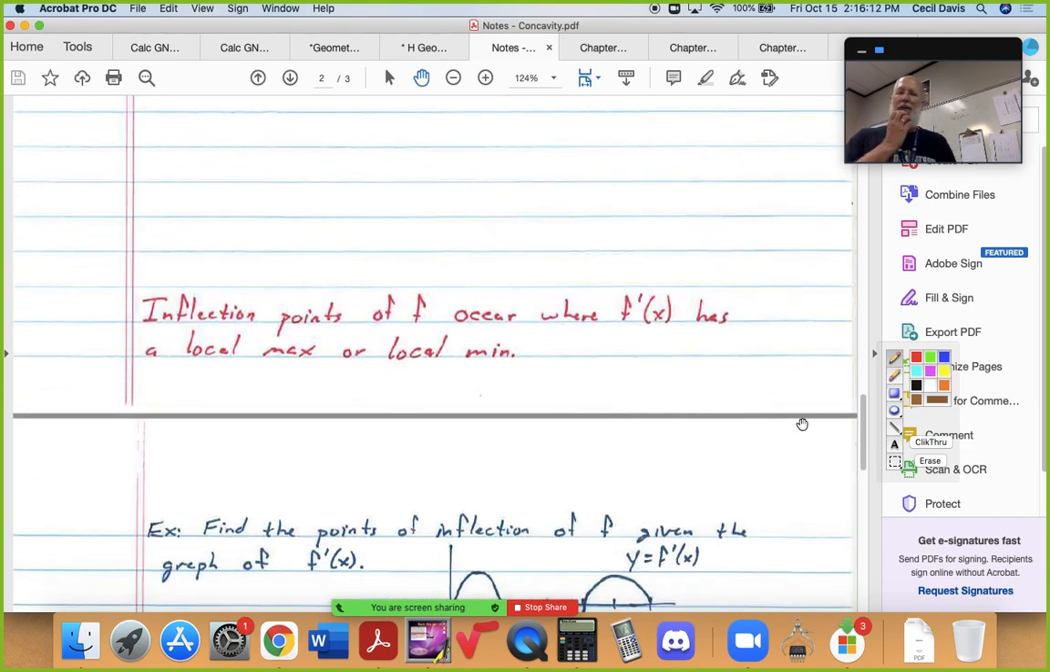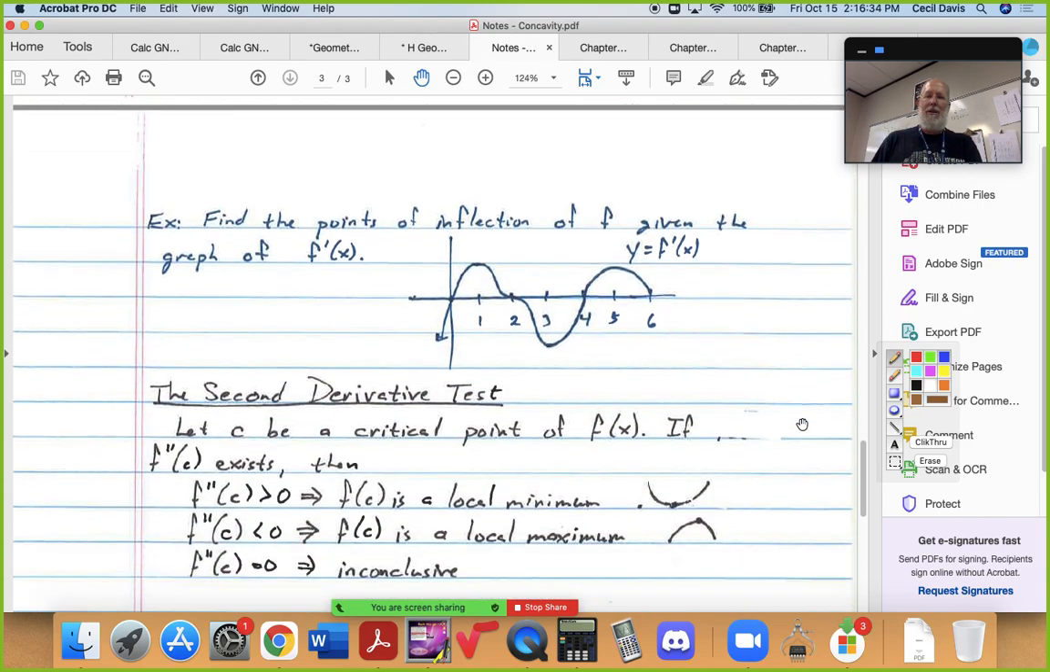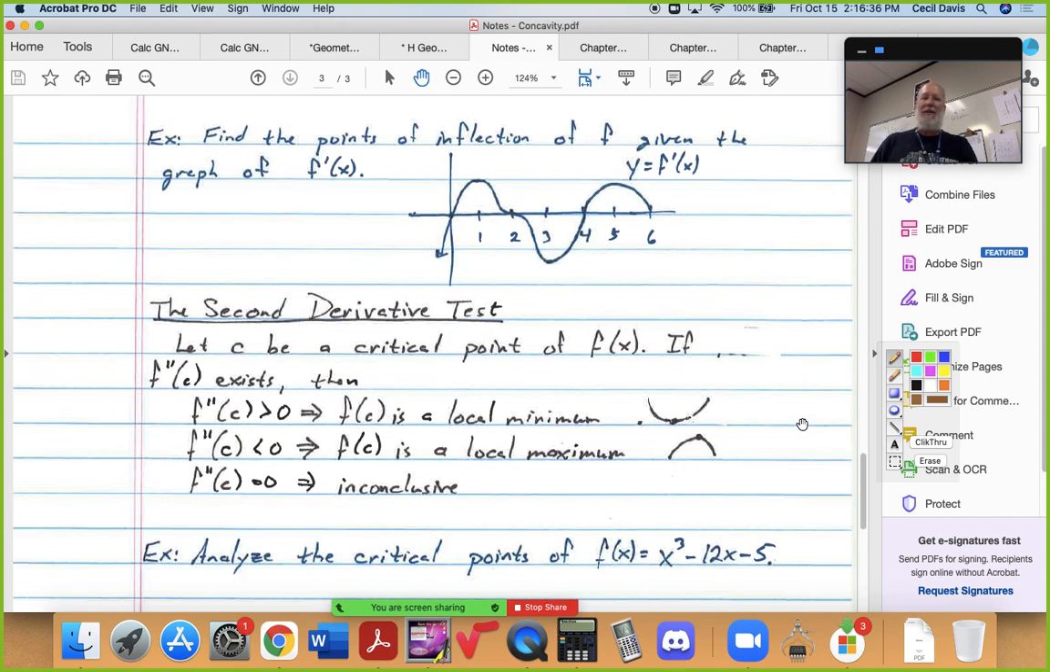So if you think about this for a second, inflection points of f occur where f prime has either a local maximum or a local minimum, because at that point f prime is going to change either from increasing to decreasing or decreasing to increasing. So one of the things you can be asked is, given the graph of the derivative, where the original function has points of inflection.